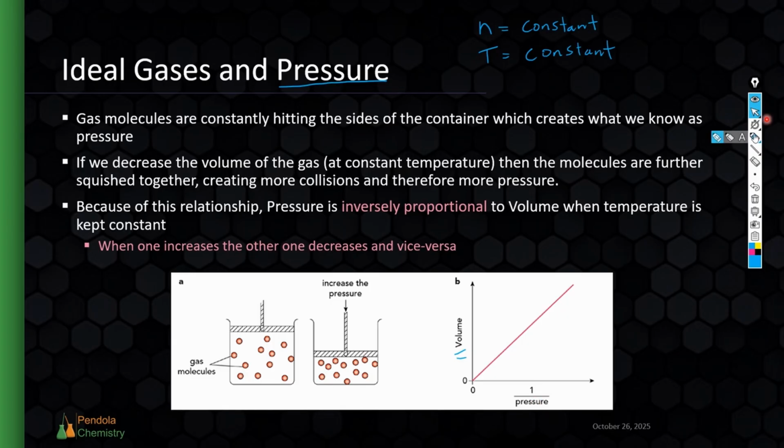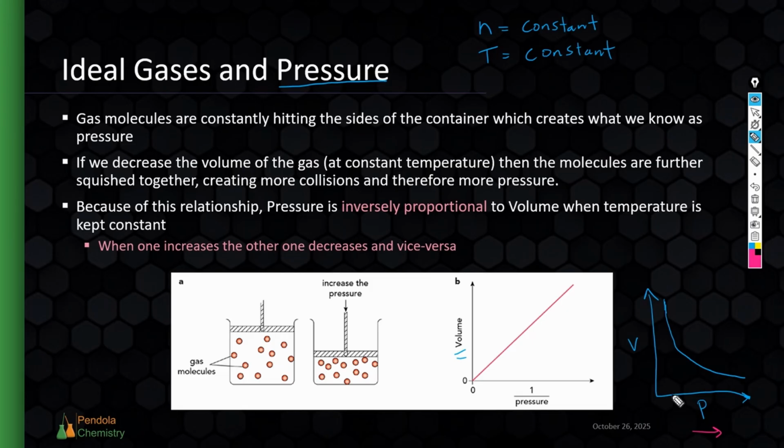We here are graphing 1 over pressure because if we graphed pressure versus volume, then what we will get is the opposite. As pressure increases, volume decreases, but it's not linear. This graph will look more like a crescent shape. Because as the pressure goes up, which is symbolized by moving from left to right on this graph, the volume decreases.